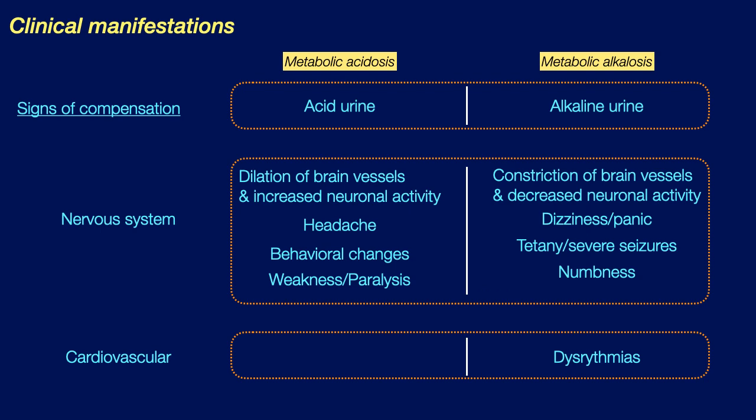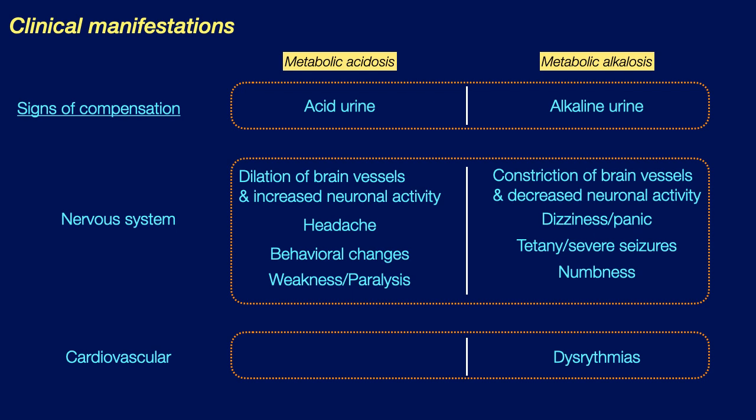And as clinical manifestations, the compensatory signs are only going to be in relation with the kidneys. So in acidosis, you'll have acidic urine. In alkalosis, you'll have alkaline urine. Remember the lungs are not working properly here.